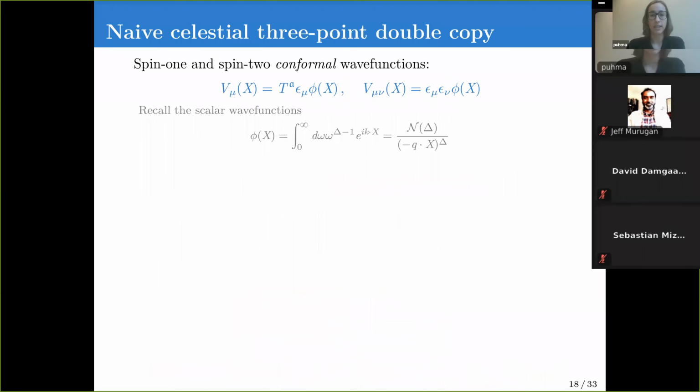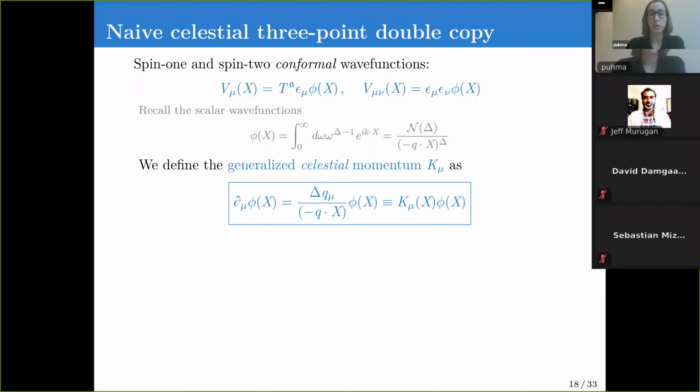Okay, so now on the celestial side, instead of the plane waves, we have these conformal primary wave functions, V. I'm suppressing all the labels as much as I can because these are details that will not affect the discussion. So remember that these scalar primary wave functions phi are given by a Mellin transform of the plane waves, given by this expression, 1 over minus q dot x to the delta.